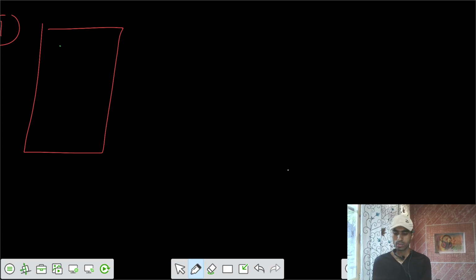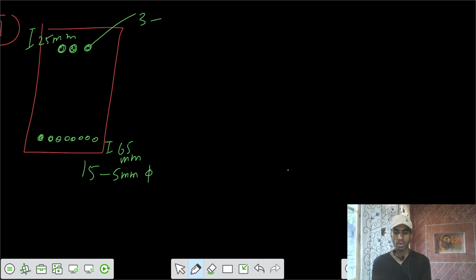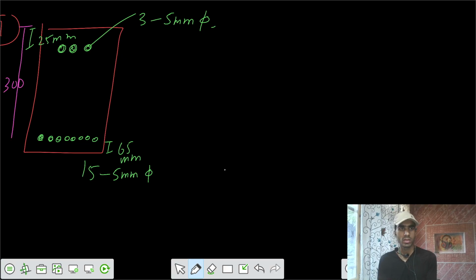At the top, we have 3 bars, and from the top the distance is 25 millimeters. And we have a few more bars at the bottom, with an eccentricity from the bottom of 65 millimeters. At the bottom we have 15 number of 5 mm bars, and at the top we have 3 number of 5 mm bars. The total depth of the beam is 300 millimeters, and the width of the cross section is 200 millimeters.